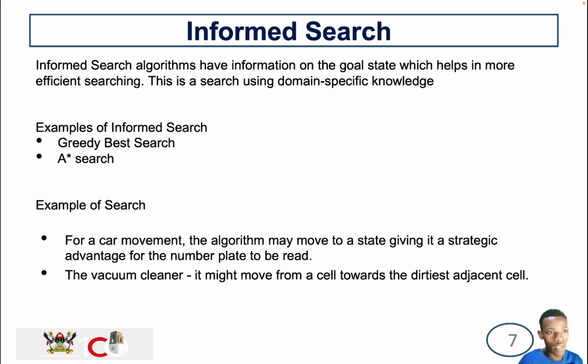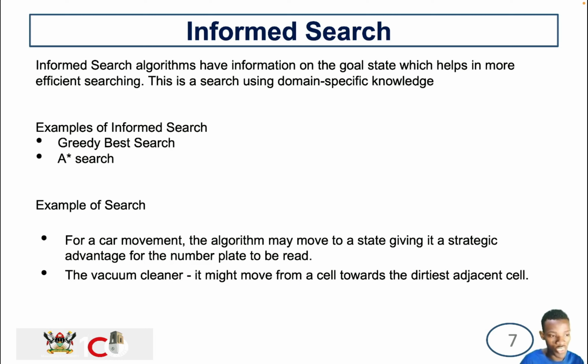Then also the big O of n, that's the space and time complexity. So we are looking at an algorithm which is more optimal, which is always complete, and which has less time and takes less space. Informed searches have information on the goal state, which helps in more efficient searching. They are also defined as heuristic search. Examples of informed search are the grid-based search and the A-star search.